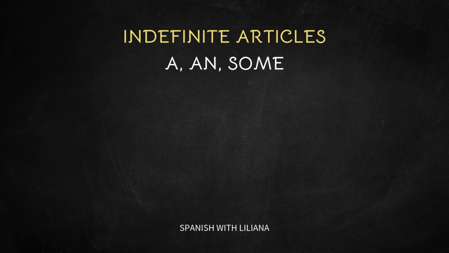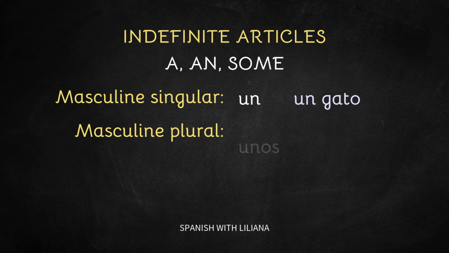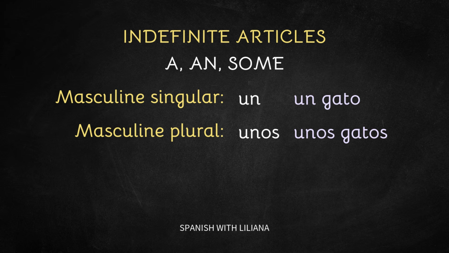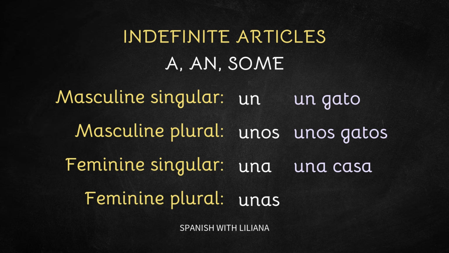The same thing happens with indefinite articles. So in English, we have a or an. In Spanish, for a masculine singular noun, we have un gato, a cat. In plural, we use unos, which translates to some. Unos gatos, some cats. And then for feminine singular nouns, we use una casa, a house. And in plural, we use unas casas, some houses. So these are the articles. You just have to remember that they change based on the noun.